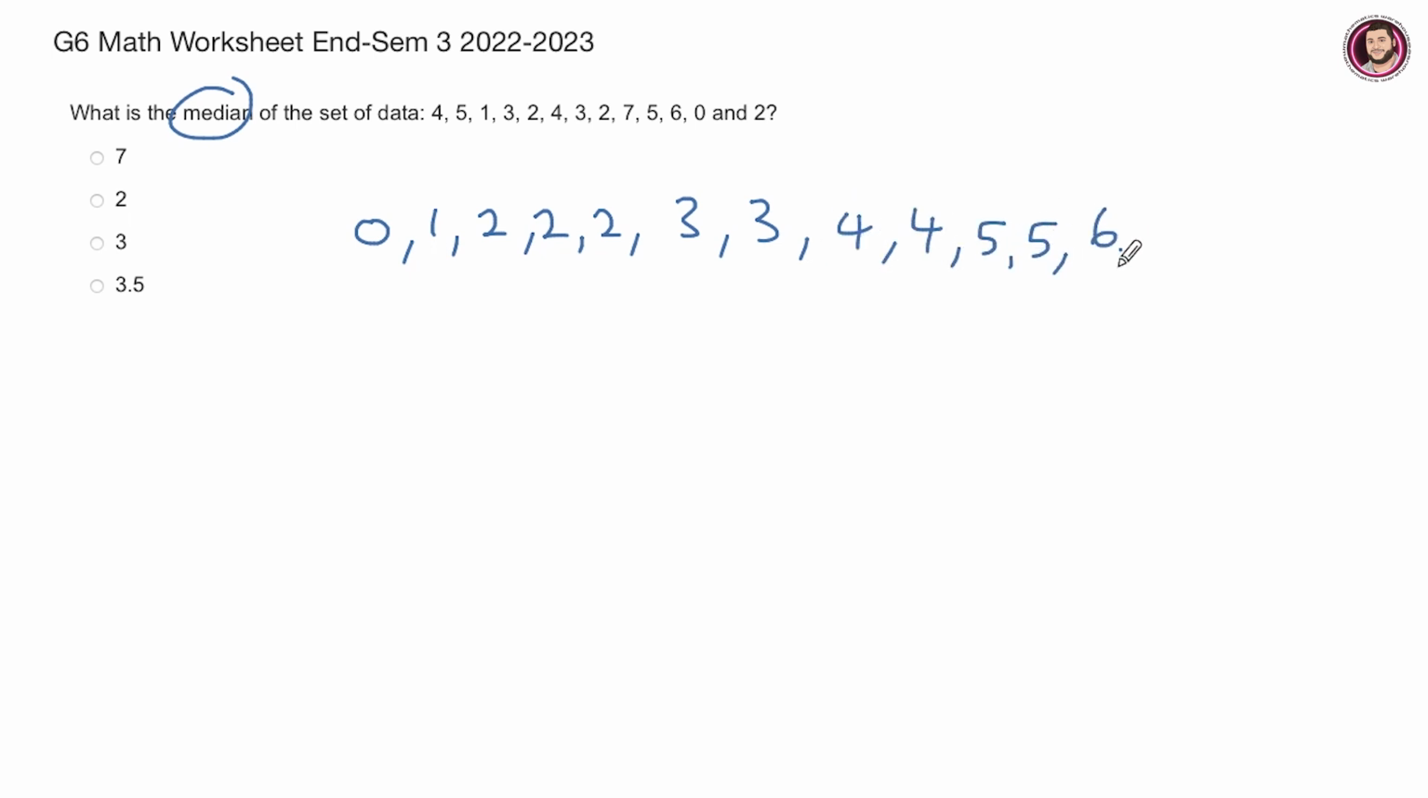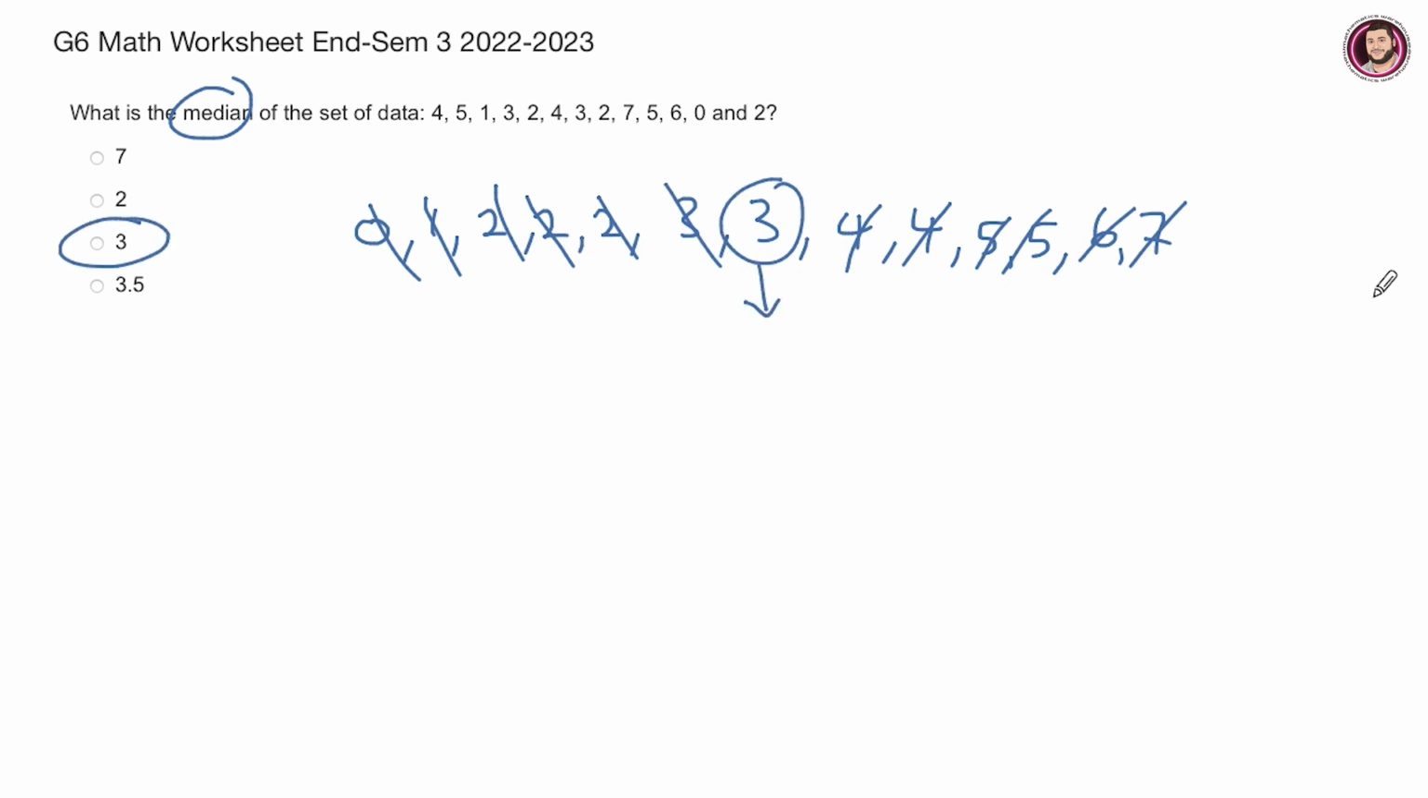What is the median of the set of data? To find the median, the first step is to arrange the data set from least to greatest or from greatest to least. So we need to arrange this data set. It's 0, 1, 2, 2, 2, 3, 3, 4, 4, 5, 5, 6, 7. Now take the value which is exactly in the middle. The median is the value which is exactly in the middle, which is 3. So the answer is 3.